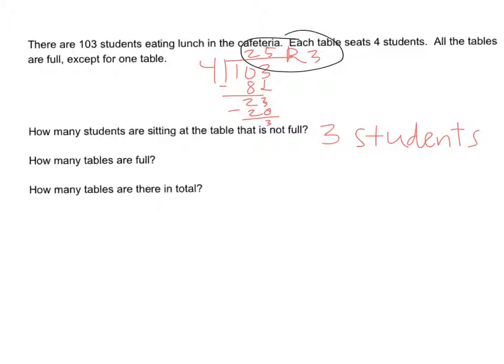How many tables are full? That's going to be my quotient. 25 tables have 4 students in them. So 25 tables there. Okay, this last question is where I put that idea together and I say how many tables are there total? Well, 25 of them are full, but then I have 1 table with 3 students. So that means that there are 26 tables total. Again, not really super hard division, just you got to think about what those remainders mean and how to answer questions about it depending on the situation.